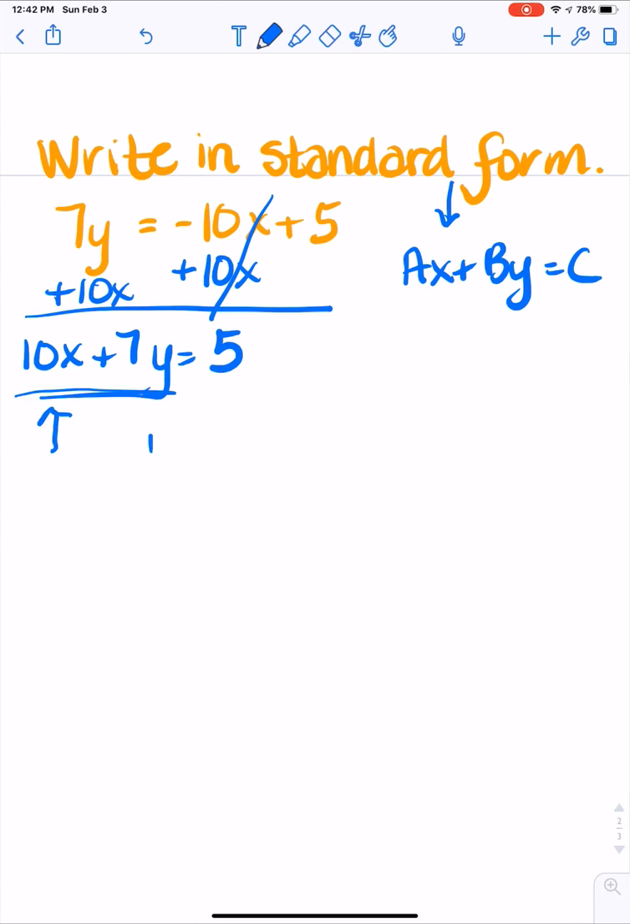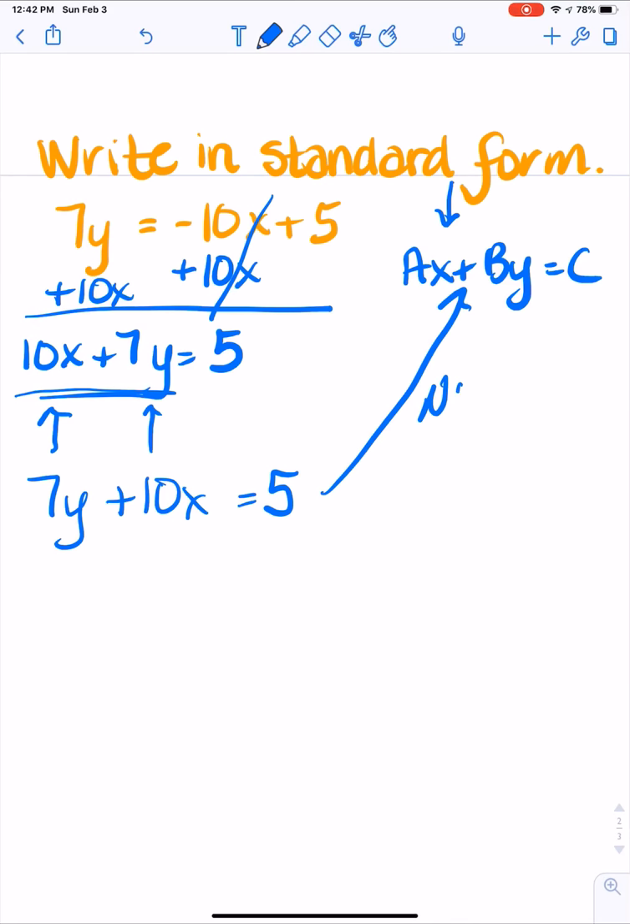Now, the only thing I'm going to caution you against is make sure on this side it has to be x first and then y. So don't, even though it's tempting, write it like this because that is not standard form. It has to be in this form, x first, then y.